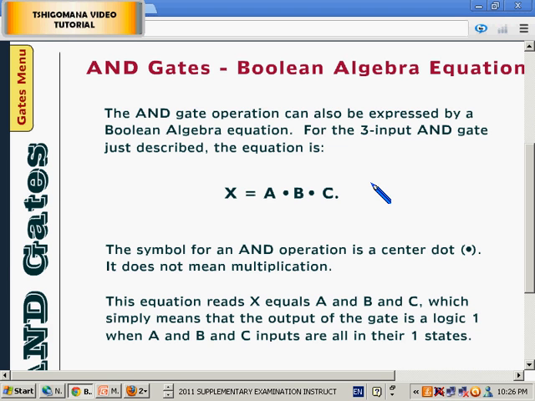Remember, I've given you other symbols which you also must know. Now, this symbol does not mean multiplication. The center dot doesn't mean multiplication. This equation reads x equals a and b and c, which simply means that the output of the gate is a logic 1 when a and b and c inputs are all in their one state.